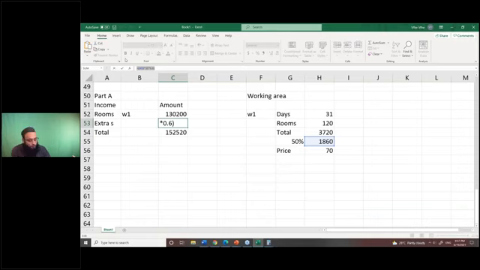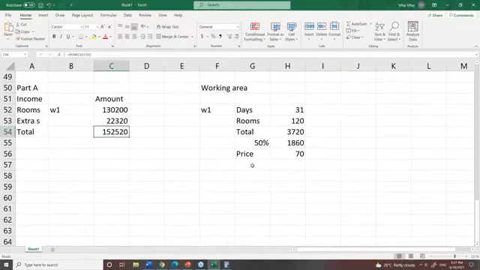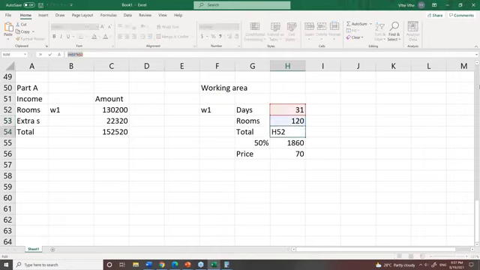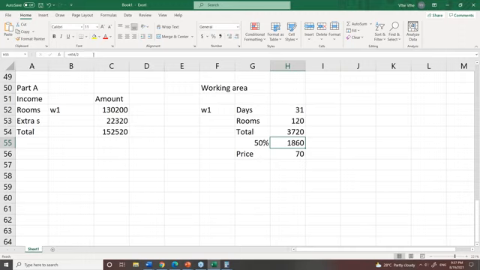Okay. Omar was asking me for the working of rooms. So it's very simple, Omar. 31 days, and per day 120 rooms are available. This means you have total availability of 3720 rooms, and it says in January you will operate at 50%, so that makes 1860. Okay.